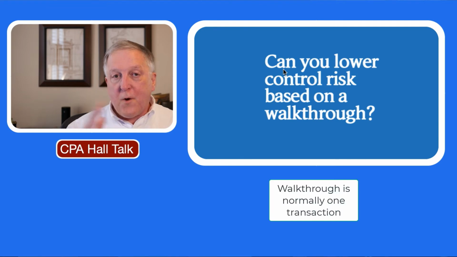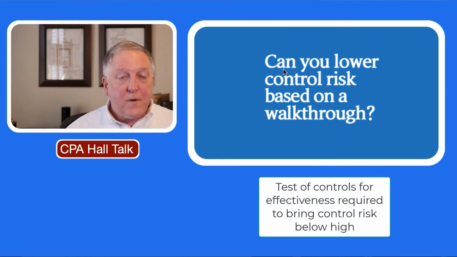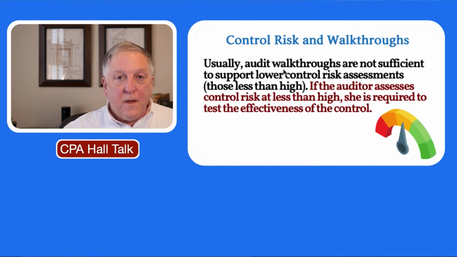So we're doing that walkthrough of one transaction normally, and that's not a test of controls for effectiveness. And you have to do a test of controls for effectiveness in order to bring your control risk below high or below maximum. You normally can't use a walkthrough as a basis to bring your control risk lower. And you see that here on the slide. Normally, your audit walkthroughs are not sufficient to bring your control risk below high.